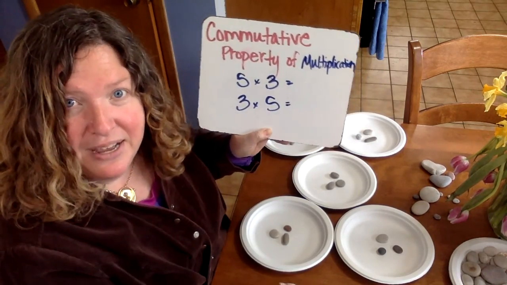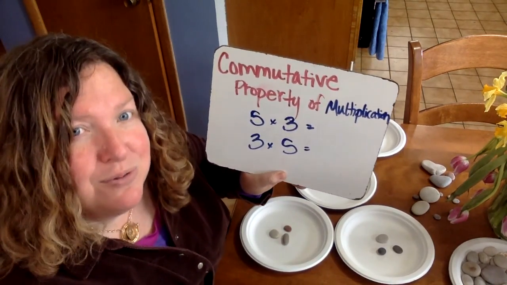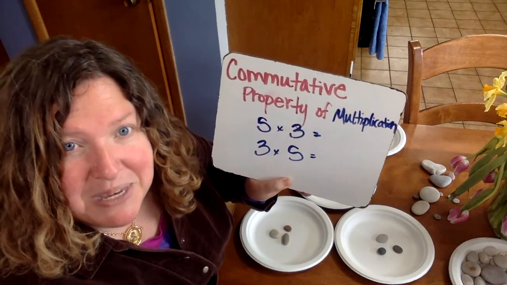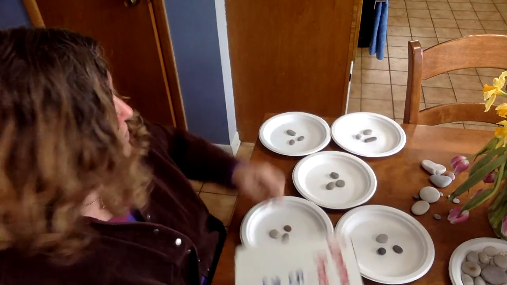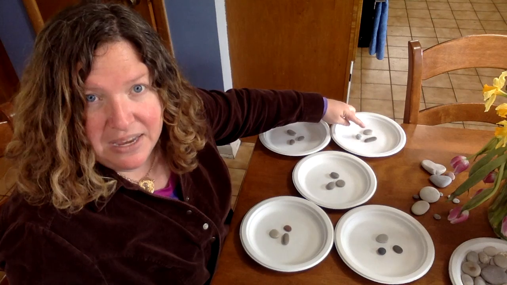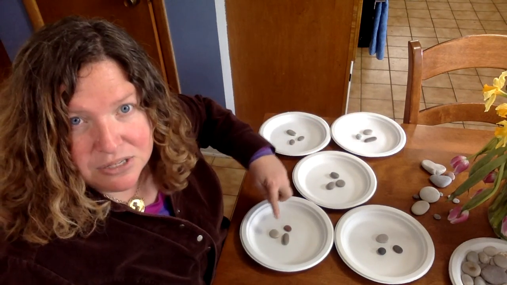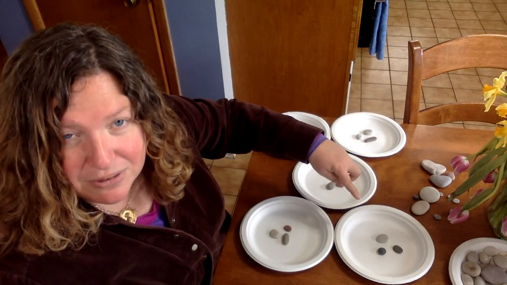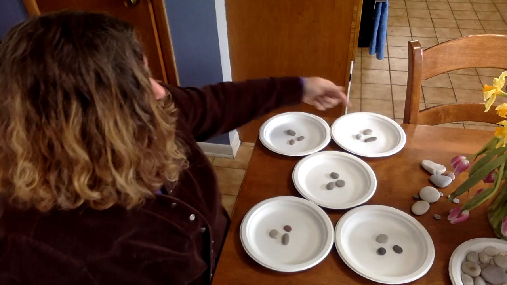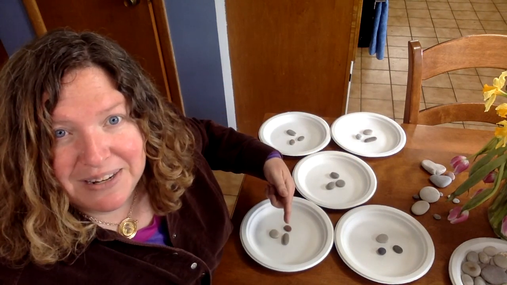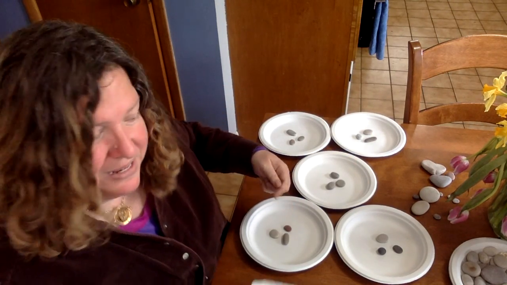You could know a fact. So you could count on, you could know a fact. Maybe you know that multiplication is repeated addition. So you could do 3 plus 3 plus 3 plus 3 plus 3. So you could either count by 3s or add 3 each time. 3, 6, 9, 12, 15. Those are all good ways to do it.